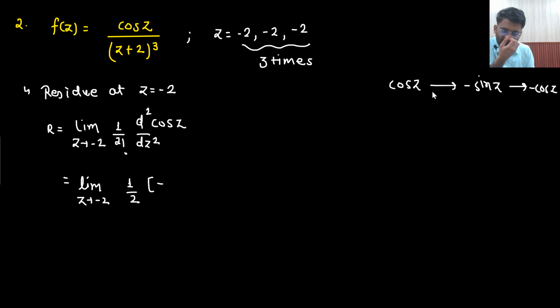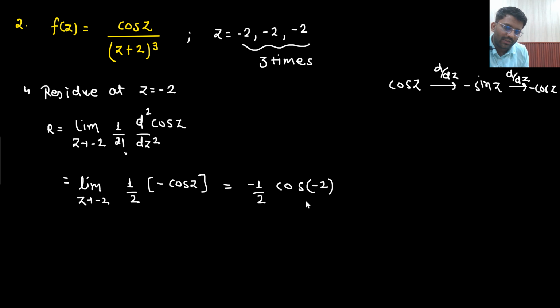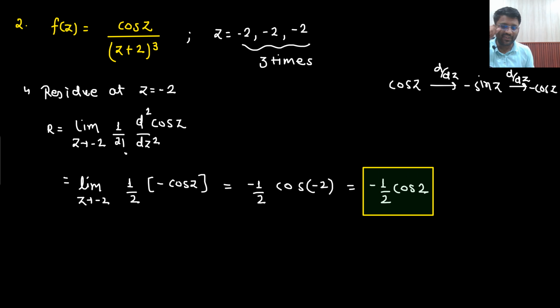I hope it is not that difficult for you. D by dz, d by dz. So it will give you minus cos z. Now you need to put z tending to minus 2 here. So what answer will you get? Sir, minus 1 by 2. Minus sign I am taking outside. Cos, in place of z you need to put minus 2. You know that, sir, cos will eat up the negative sign. So the answer I will get is minus 1 by 2 cos 2. Is that understandable to you? Very, very simple, straightforward process.